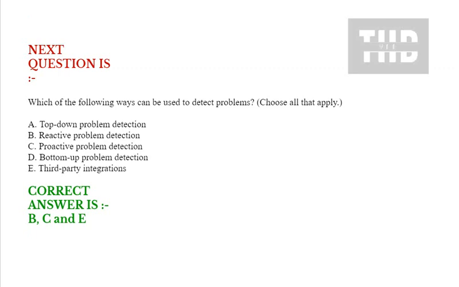Next question is, which of the following ways can be used to detect problems? Choose all that apply. Option A, top-down problem detection. Option B, reactive problem detection. Option C, proactive problem detection. Option D, bottom-up problem detection. Option E, third-party integrations. Correct answer is option B, C and option E.